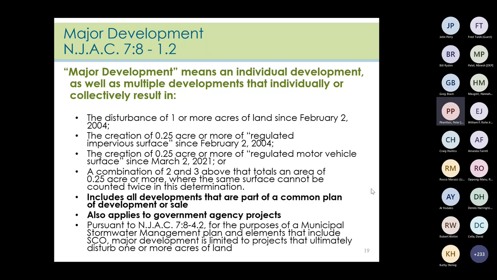The definition reflects that the department considers the cumulative total of a number of items as contributing to what makes a major development. Those items are disturbance and creation of regulated impervious surface since February 2, 2004, and creation of regulated motor vehicle surface since March 2, 2021. This is done without double counting overlapping regulated motor vehicle and regulated impervious areas.